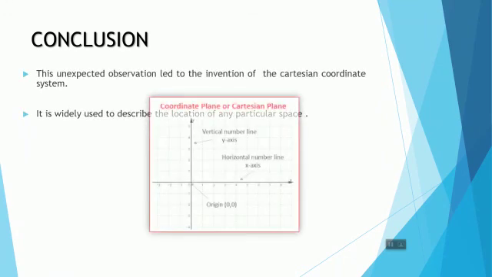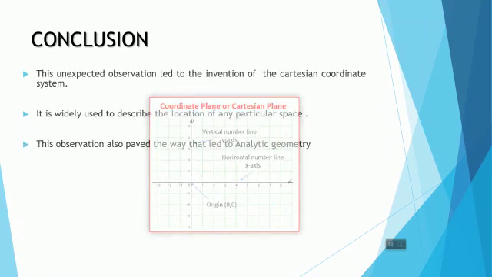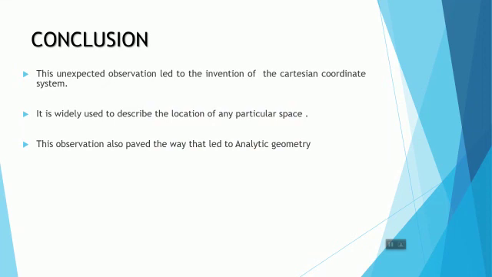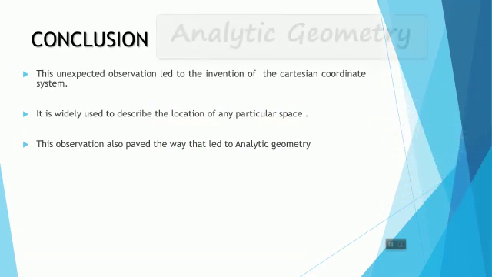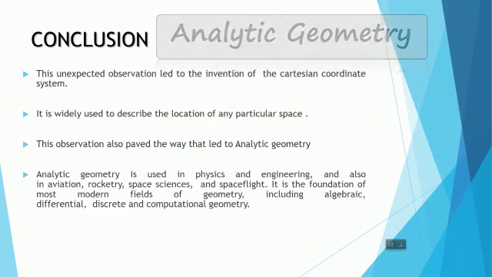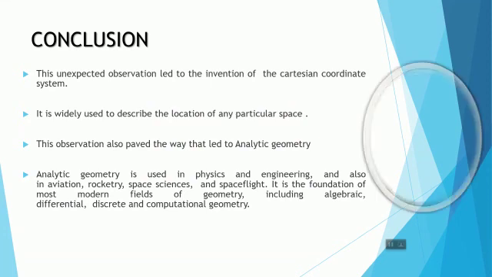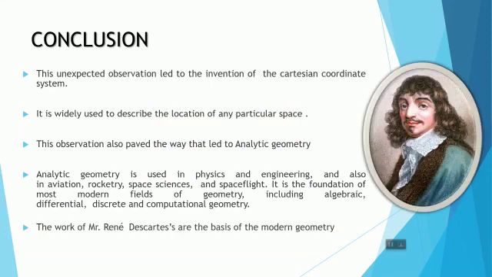Now let us see what we can conclude from this presentation. We saw that with this unexpected observation of the fly on the roof, the Cartesian coordinate system was invented. Finally, we saw that with the Cartesian coordinate system also came analytic geometry, which is used in various sectors of physics and engineering like aviation, space, engineering, etc.